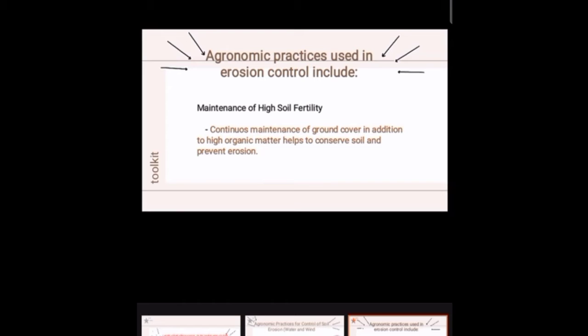So agronomic practices used in erosion control include the maintenance of high soil fertility, which means continuous maintenance of ground cover in addition to high organic matter helps to conserve soil and prevent erosion.